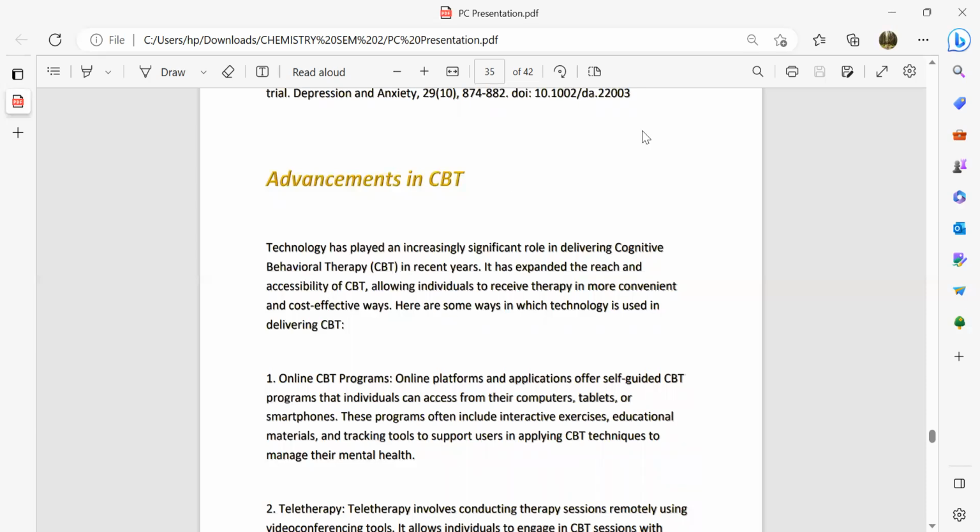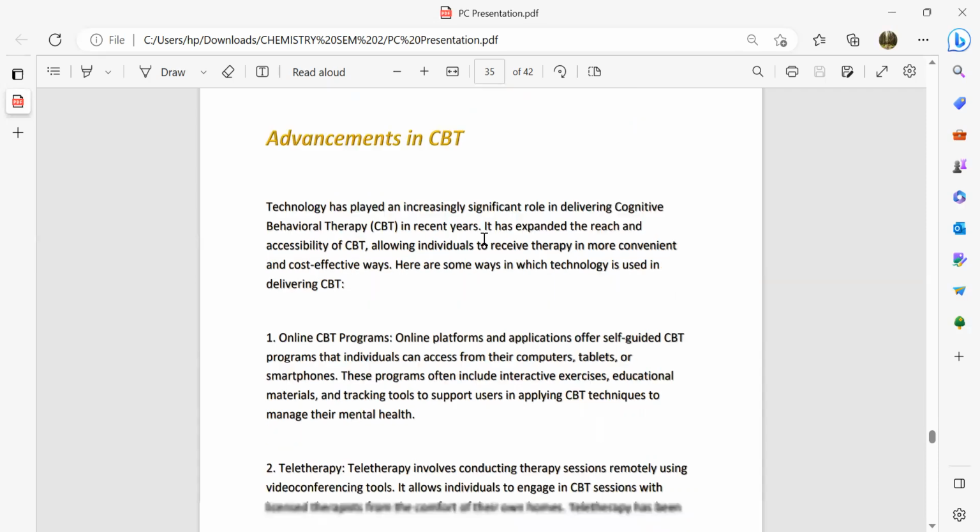Advancements in CBT. The world is moving toward technology, and it is an era of technology where everything has been automated. Similarly, in the field of medicine and therapies, these advancements have been implemented, and technology has played an increasingly significant role in delivering CBT. In recent years, it has expanded the reach and accessibility of CBT.